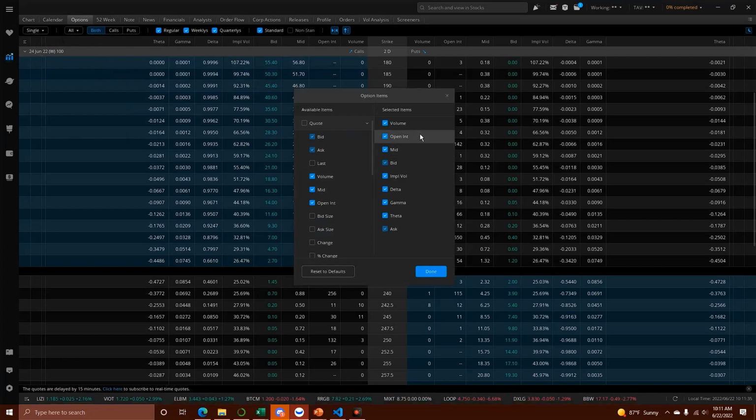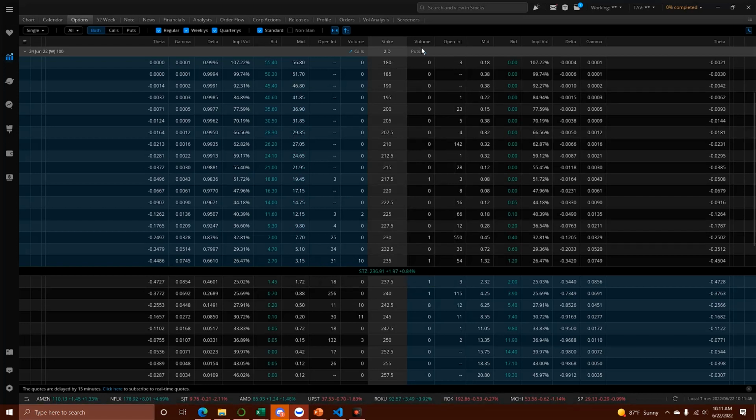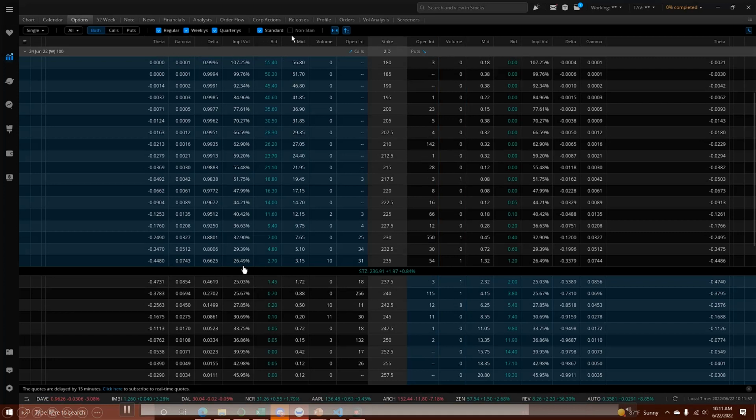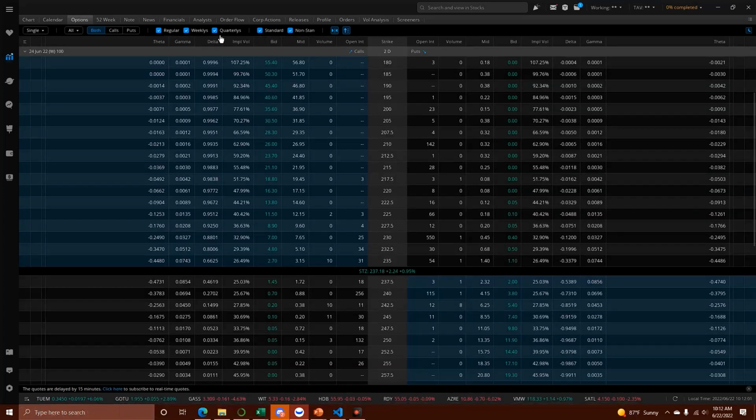Now this is your option items. You want volume, open interest, mid, bid, implied volatility, delta, gamma, theta, and ask. Ask at the very end, out of sight, out of mind. I only look in the options chain to gauge open interest and volume and implied volatility. That's it. And implied volatility only to see if it's low, like STZ, 26%. That is extremely low. That is why STZ was recommended as a call play.